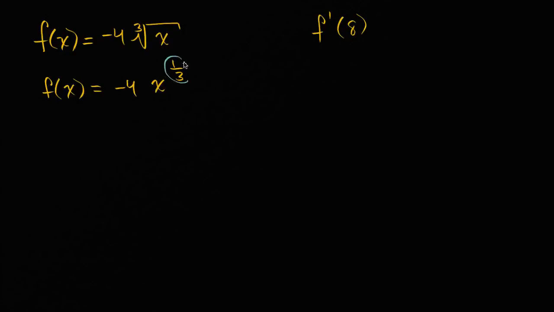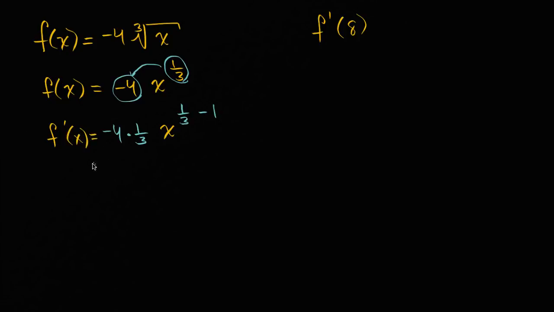We could take this 1/3, multiply it by this coefficient, negative 4. So we have negative 4 times 1/3, times x to the 1/3. We just decrement that exponent, to the 1/3 minus 1 power. This is the derivative. So f prime of x is equal to that.